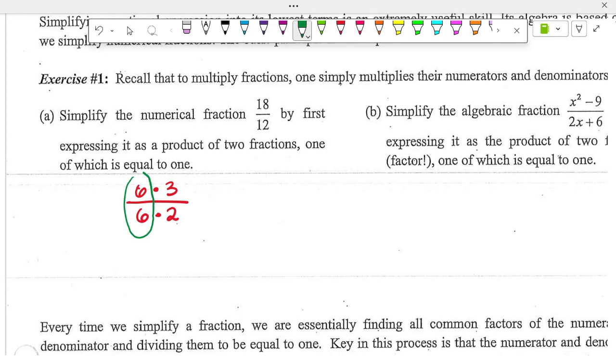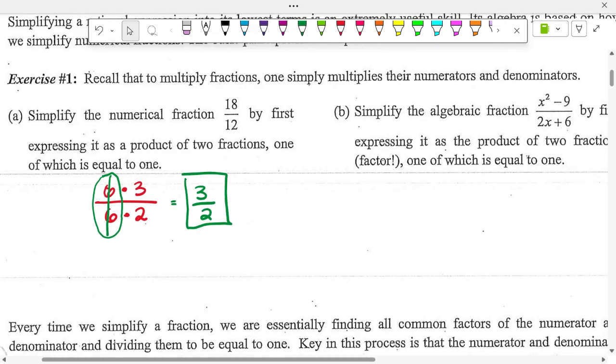Right. So do you guys see how we have 6 over 6 right here? What's anything divided by itself? 1. So those are gone. And what are we left with? 3 over 2. And that's what 18 over 12 is simplified, sorry. Well, with rational expressions, it's pretty much the exact same thing.